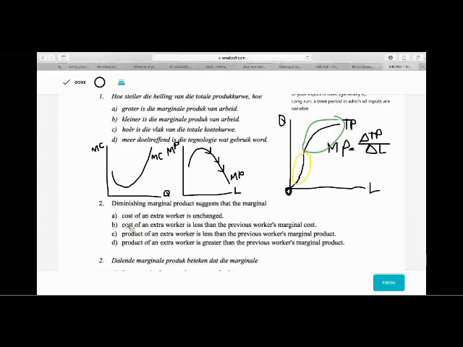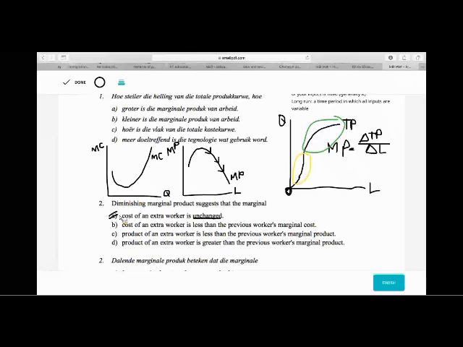Okay, so that's why cost is mentioned here, but we just have to check whether this cost answer makes sense with regards to diminishing marginal product. So it says diminishing marginal product suggests that marginal cost of an extra worker is unchanged. That is incorrect because if marginal product is going down, it means that marginal cost is going up.